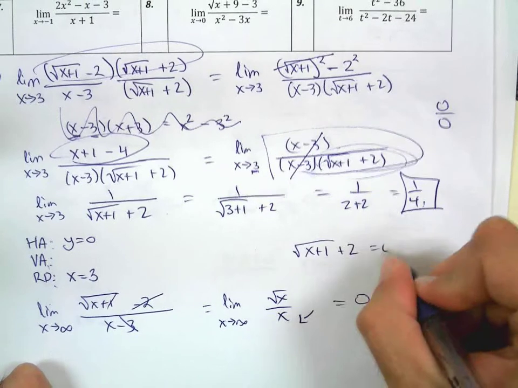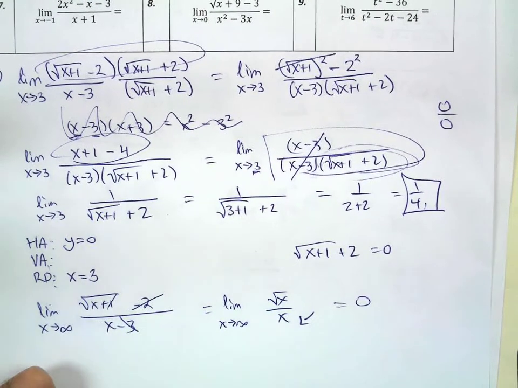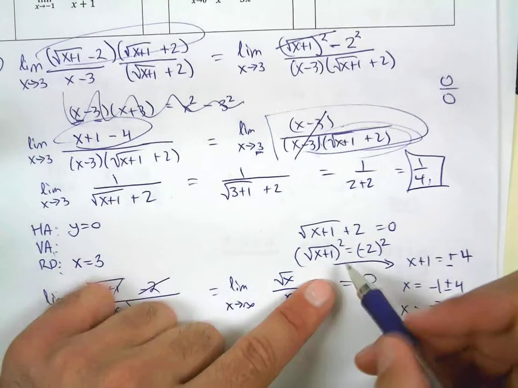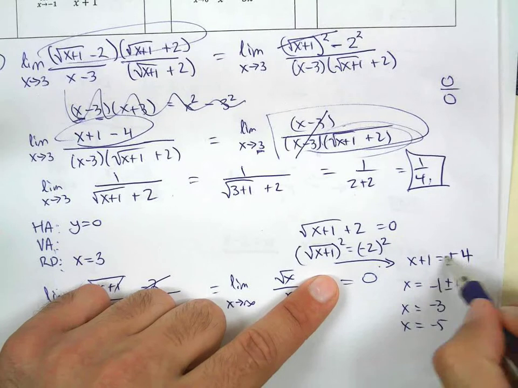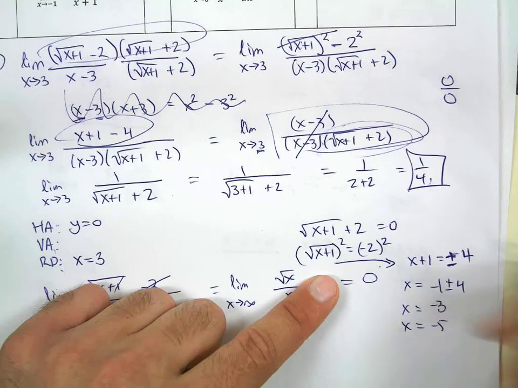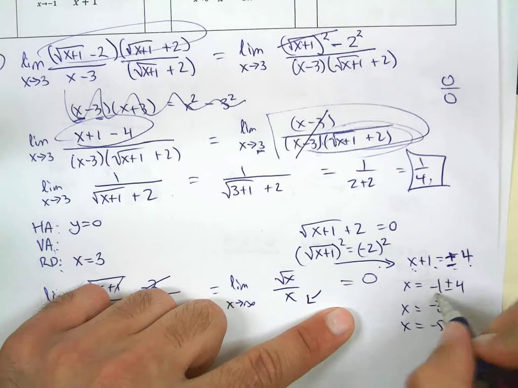Here, when you squared it, you've got to remember that anytime you do that, it could be plus or minus that number. So I have x plus 1 is plus or minus 4. x is negative 1 plus or minus 4. That gives me x is either negative 3 or x is negative 5, and both of those expressions are our vertical asymptotes.